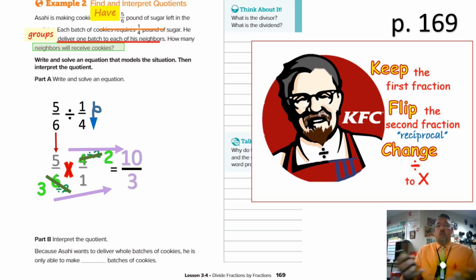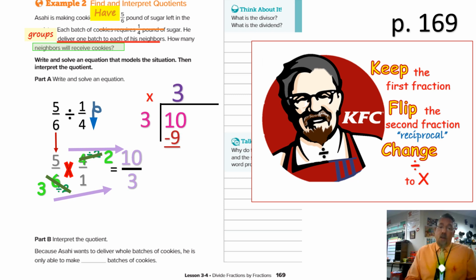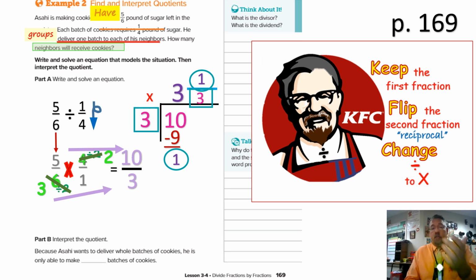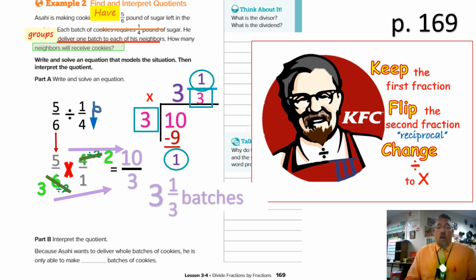Now I have to convert it because it's top heavy. So I'm going to take my 10 and divide it by 3. Well, 3 goes into 10 3 times because that's 9. I have 1 left over, which is 1, and my numerator. And then 3 is my divisor, so that's my 3 in the denominator. So I could make 3 1/3 batches.